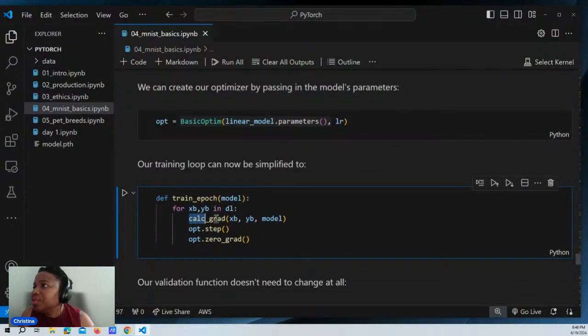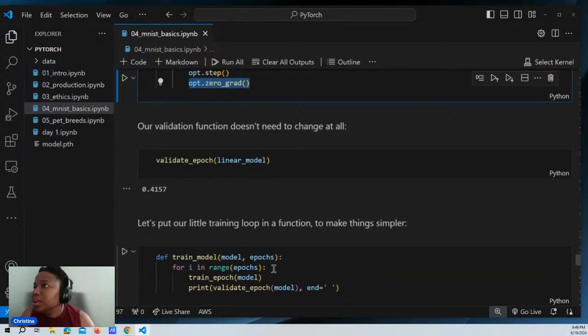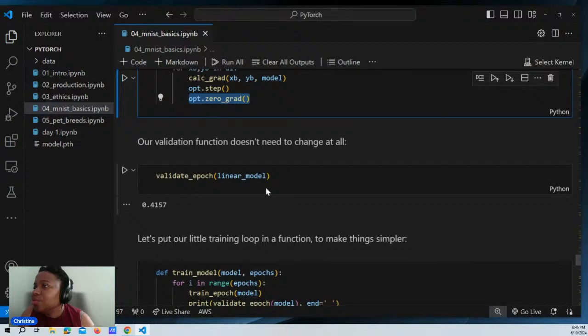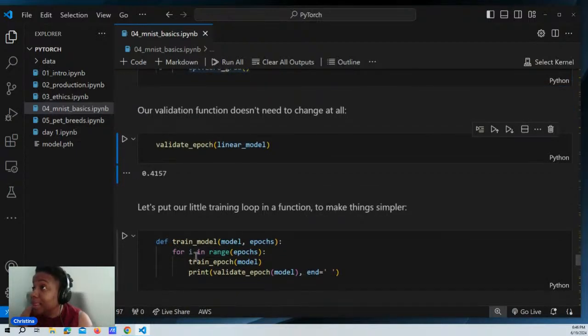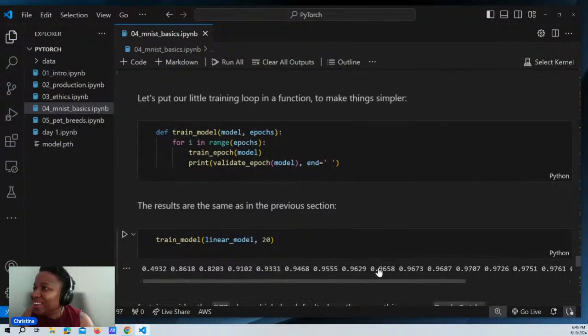So the training loop is now calculate the gradient, take a step, zero grad, and it'll just validate the epoch. And yeah, always put it into a function after you figure it out. Moral of the story.